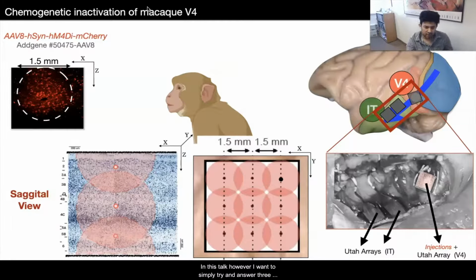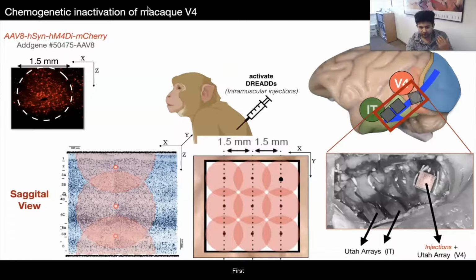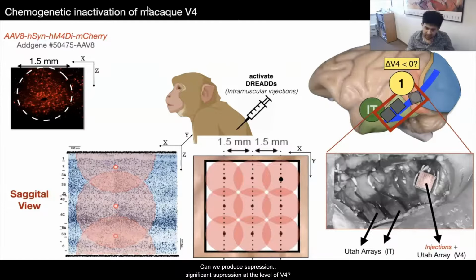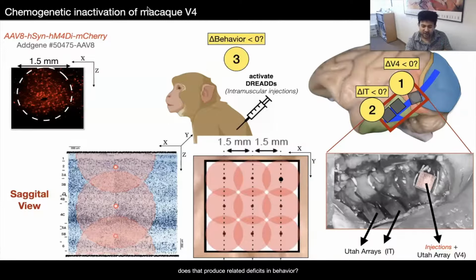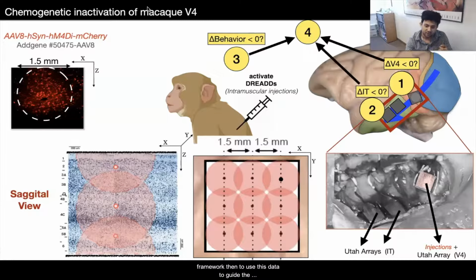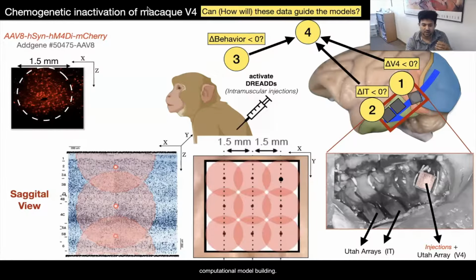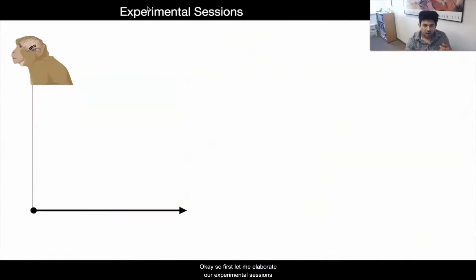In this talk, however, I want to simply try and answer 3 questions with respect to the method. First, when we activate the DREADDs, can we produce significant suppression at the level of V4? Does the suppression at V4 lead to suppression in IT? And does that produce related deficits in behavior? And on the scientific front, I would like to elaborate on a framework then to use this data to guide the computational model building.